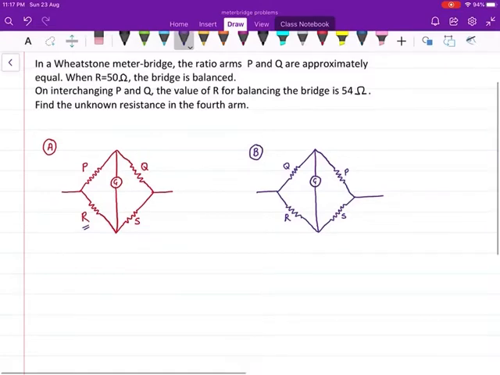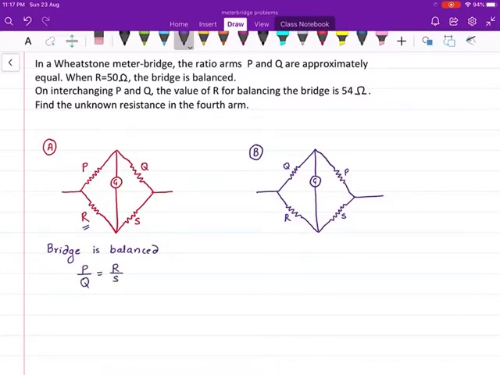Okay, so we can get the balancing condition for this bridge. Bridge is balanced. So when is this bridge balanced? When we have P upon Q is equal to R upon S, right? So this is the balancing condition. According to this problem, P upon Q is equal to R, that is 50 upon S, where S is the fourth arm resistance, which is unknown, and we have to find the value of S.